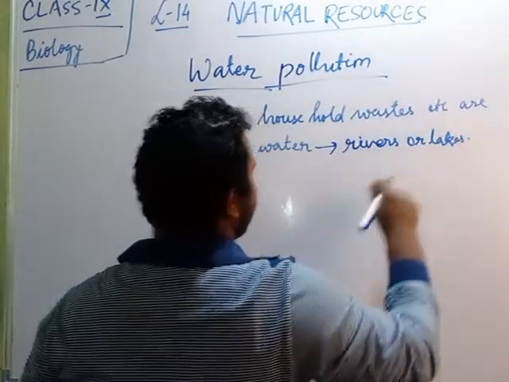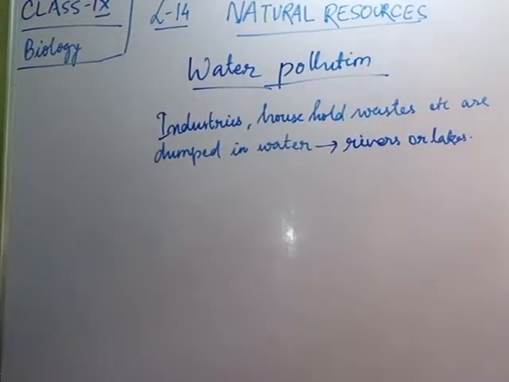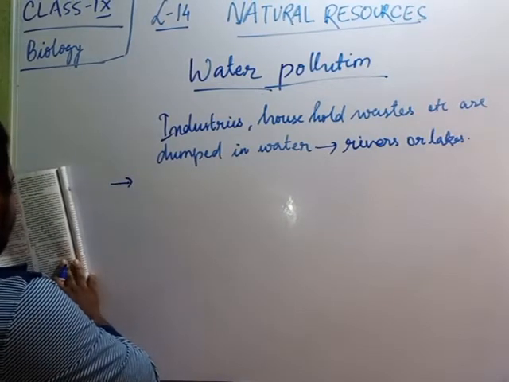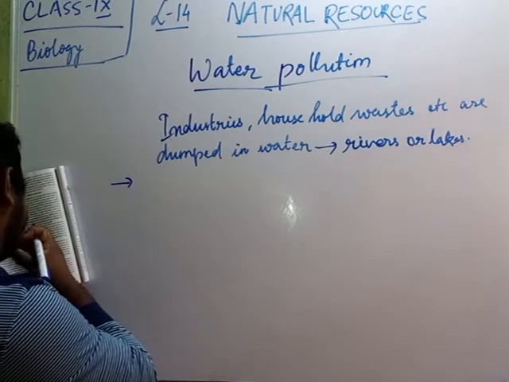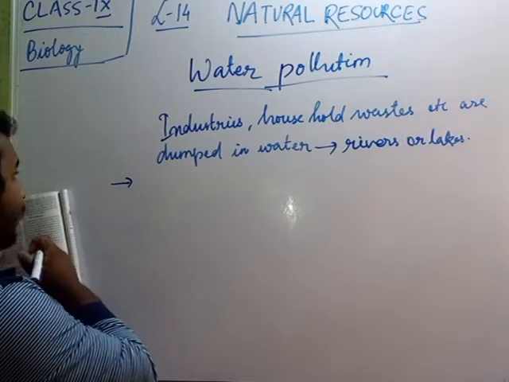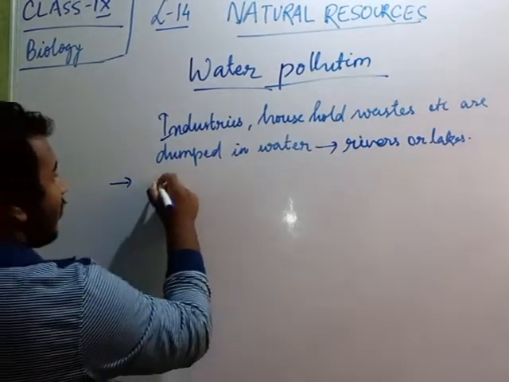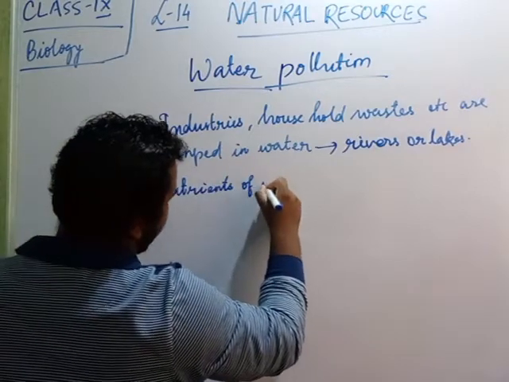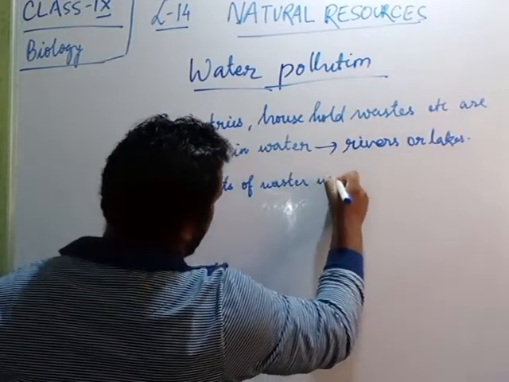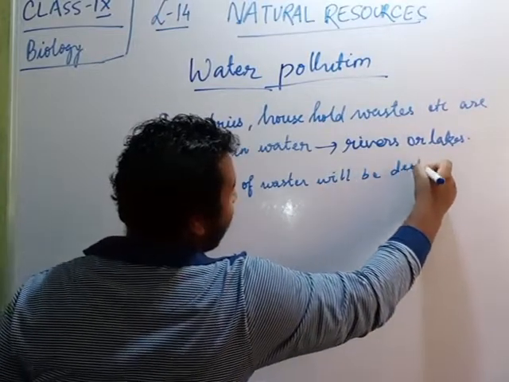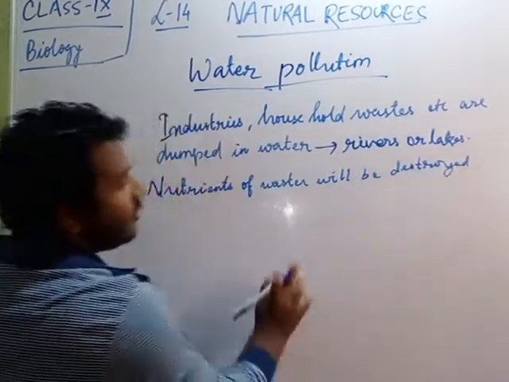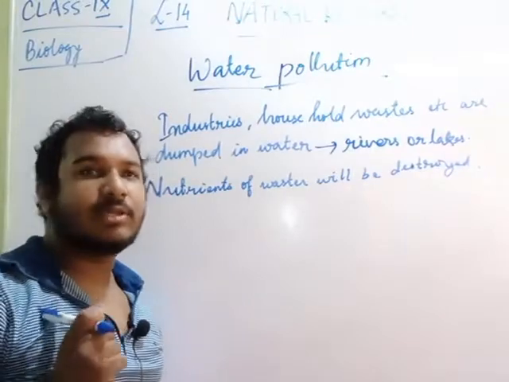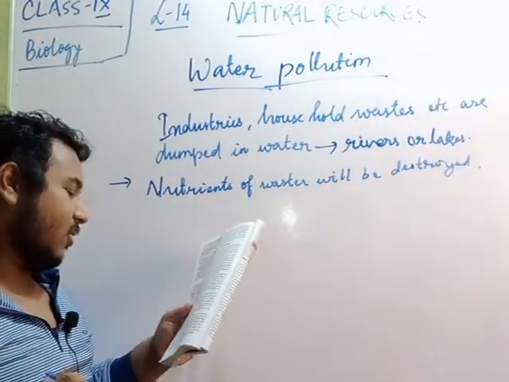Now you may ask, sir, what will happen if we dump like this? What are its effects? The first effect is that it will destroy all the nutrients of the water. If we do not stop this, then these nutrients will not be there, and the aquatic animals and plants will not get proper nutrients in the water.